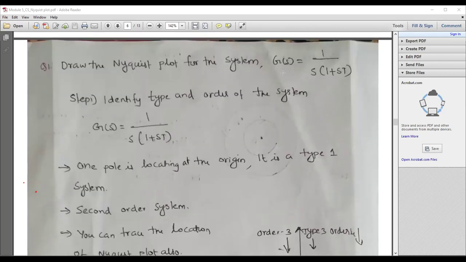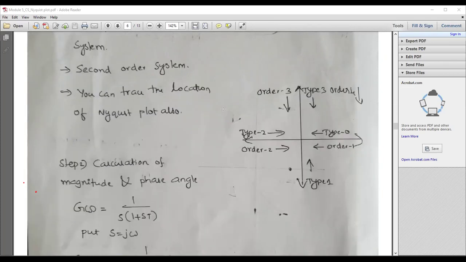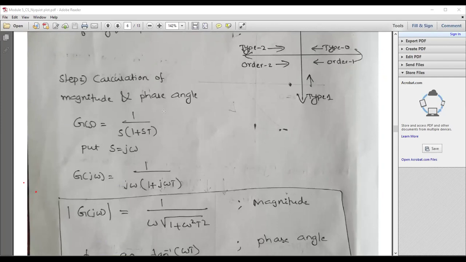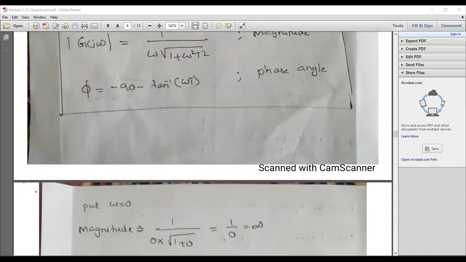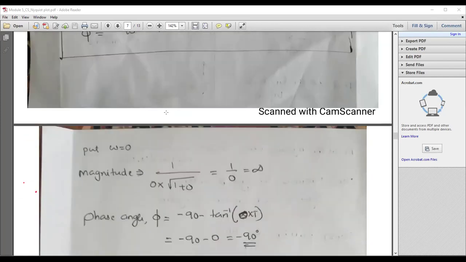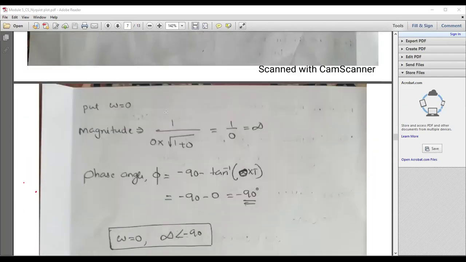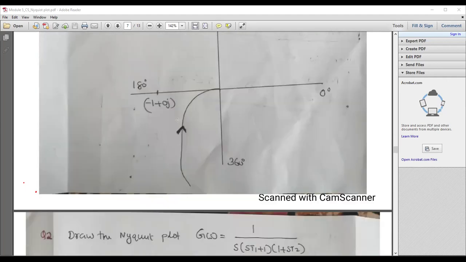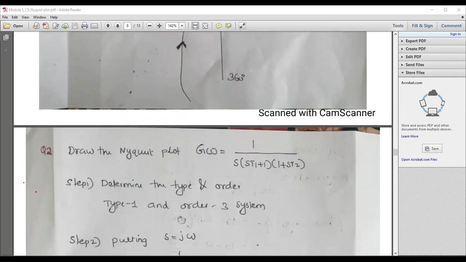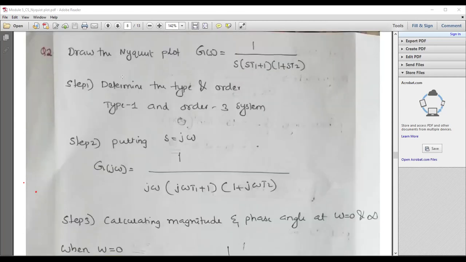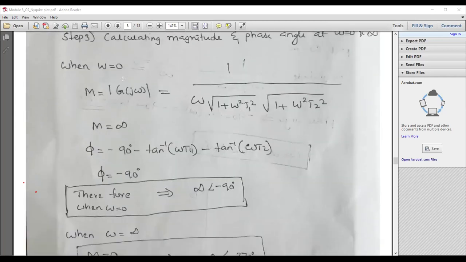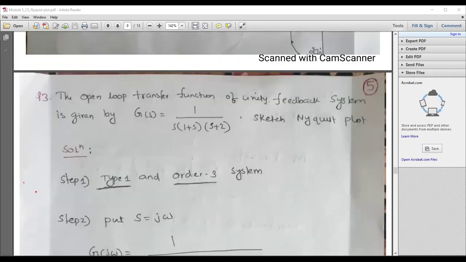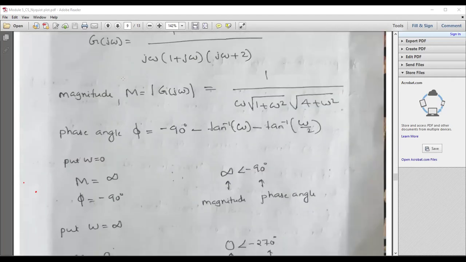Draw the Nyquist plot for the system and identify the order of the system. First one. Next is the calculation of magnitude and phase angle. A formula is available to calculate the magnitude and also the phase angle. Similarly, you can draw the encirclement. Then you can predict whether the system is stable or not. Another example is also given. Based upon that, we can easily determine whether the system is stable or not.